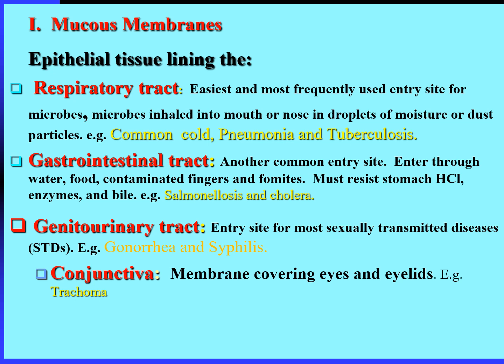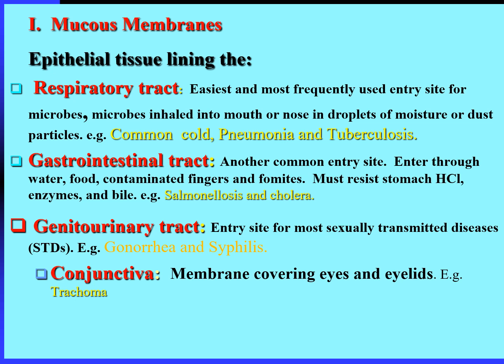Mucous membrane is the epithelial cell lining of the respiratory tract, gastrointestinal tract, genitourinary tract, and conjunctiva. The respiratory tract is the earliest and most frequently used entry site for some types of microorganisms. Microbes are inhaled through the mouth or nose in droplets of moisture or dust particles. For example, the common cold, pneumonia caused by Streptococcus pneumoniae and other bacteria, and tuberculosis caused by Mycobacterium tuberculosis, which causes TB, the disease known as السل.